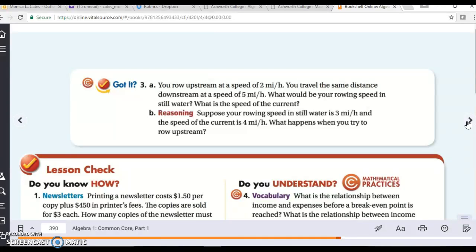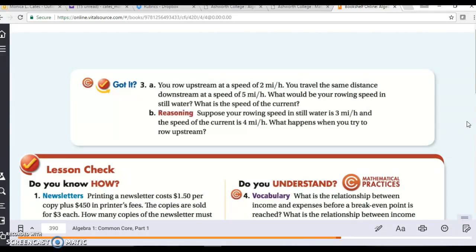Let's take a look at the guide. It says you row upstream at a speed of 2 miles per hour. You travel the same distance downstream at a speed of 5 miles per hour. What would be your rowing speed in still water? What is the speed of the current?